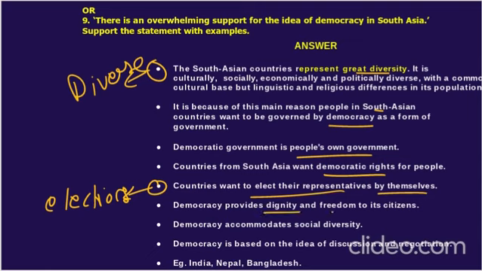Democracy provides dignity and freedom. Like in India, we are democratic, so we have all the rights and freedom also. Democracy accommodates social diversity. When there is democracy, there is social diversity along with it. And democracy is based on the idea of discussion and negotiation. We don't simply give a vote to anyone and come. Whom we think is suitable to control the country, to them only we discuss and give the votes, right? So in democratic government, discussion and negotiations are done.